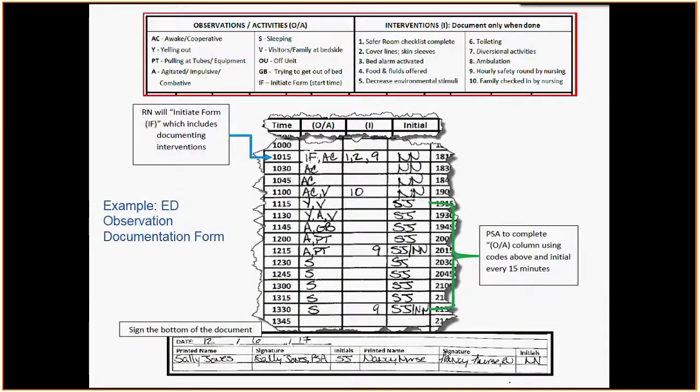This is an example of a completed form. Up here at the top, you'll have your different observations and activities, which would go in this column right here. Then you have your interventions, which will go right here, and then your initials. The nurse will initiate the form and initial. Again, it's done every 15 minutes. You will then document: is the patient awake, sleeping, off the unit? What code is going on? You only do an intervention if it's appropriate, and then you initial. At the bottom of the form, you will put your printed name, your signature, and initials.